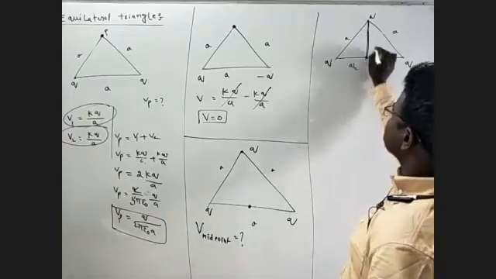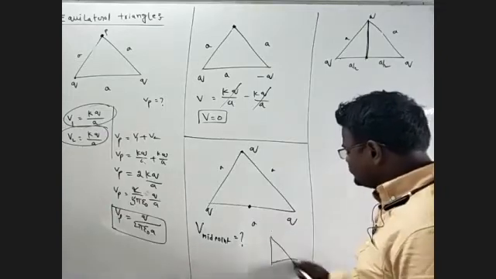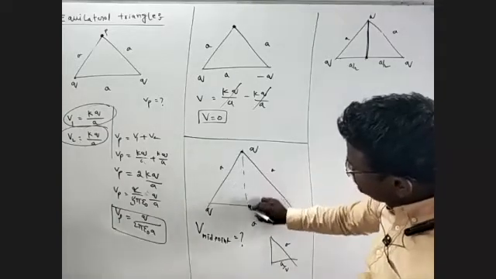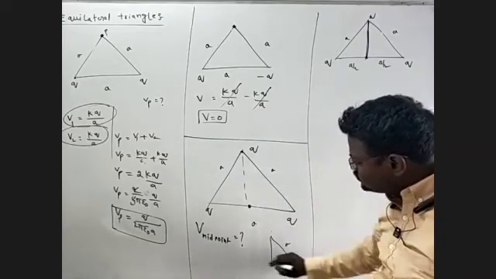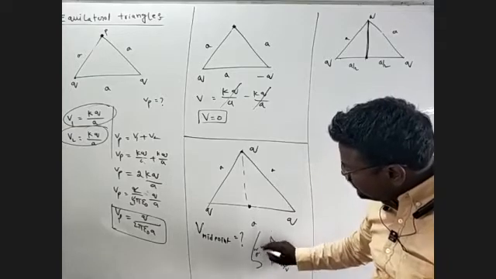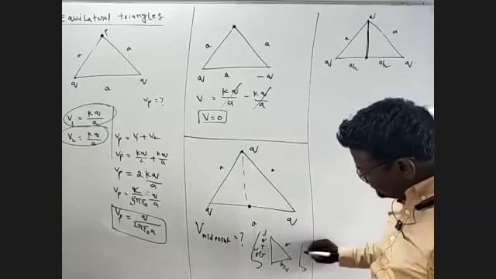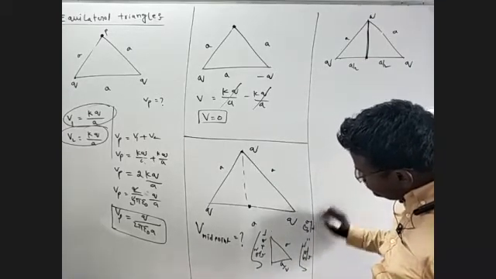This is according to the Pythagoras theorem. Taking this part as A by 2 and this as A, the distance is the root of A square by 4 plus A square, that is the root of 5A square by 4, which is root 5 by 2 times A.